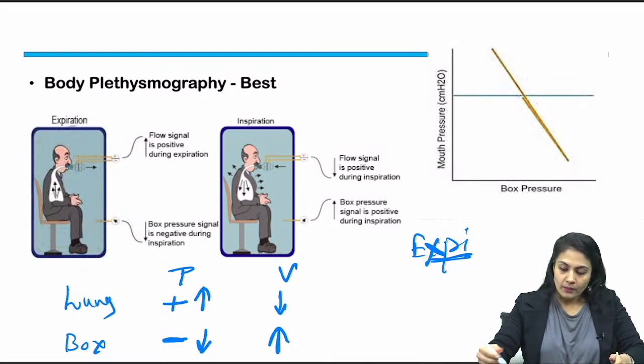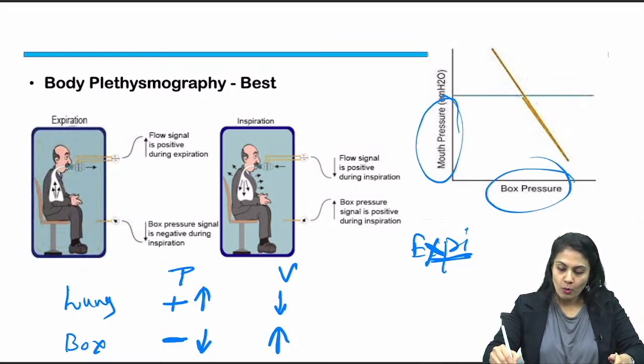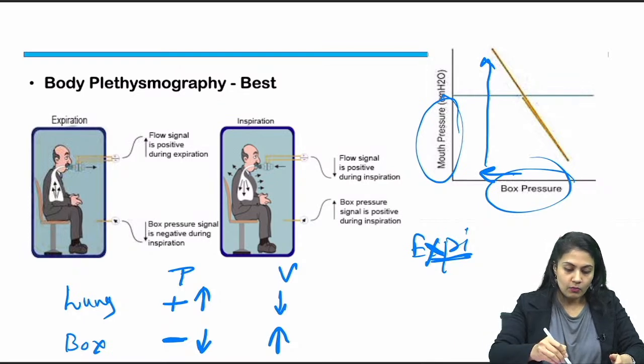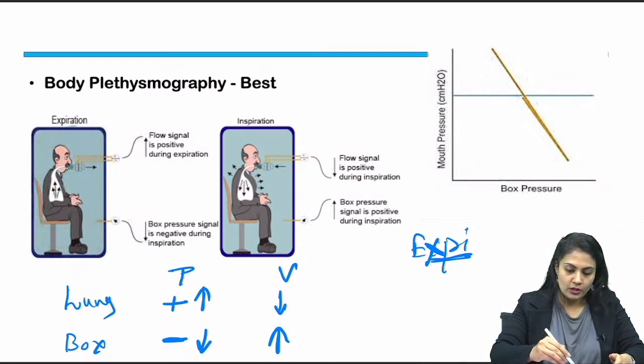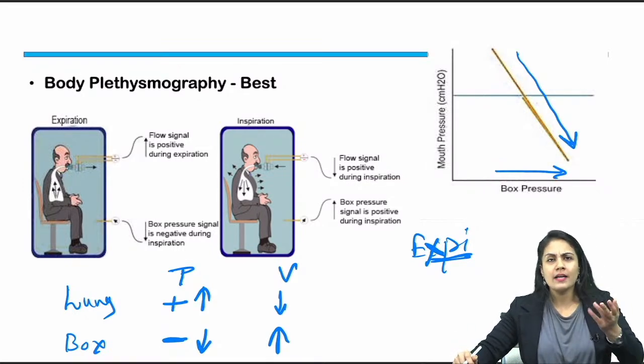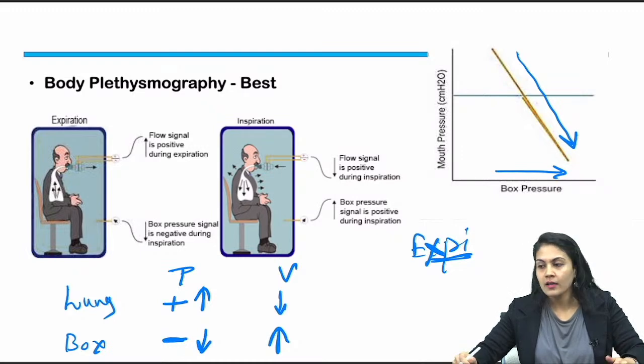You can see over here, mouth pressure and box pressure. As the mouth pressure increases, the box pressure is going to decrease, right? And vice versa. If I say the box pressure is higher, it is increasing, what is happening to the mouth pressure? It is decreasing. Mouth means it is connected to basically the lungs, okay? The pressure transducer is put into the mouth.